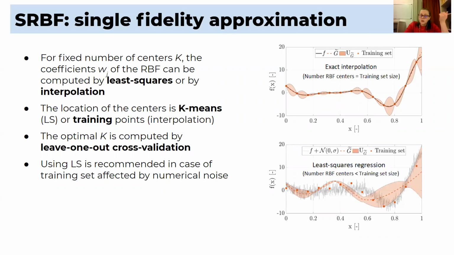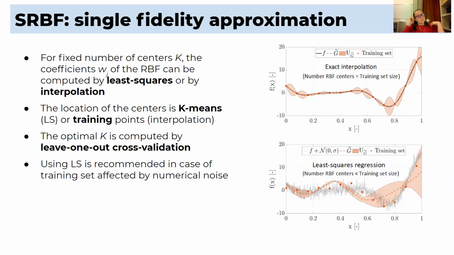Instead, we use least squares when the number of centers is smaller than the training set size. In that case, the location of the centers is computed by a k-means algorithm, and the corresponding weight coefficients are computed by least squares. The optimal number K of centers is computed by leave-one-out cross validation.